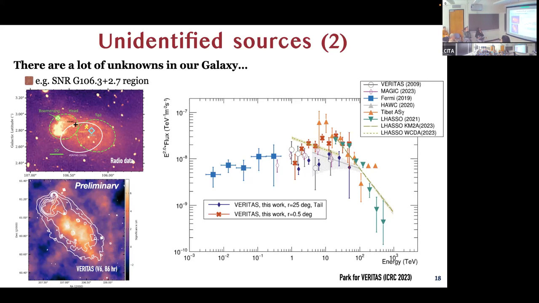And so for VERITAS, it's an extended source. It's clearly extended with an extension of 0.3 degrees, which matches what we see from the other observation. So it's really unclear what we are seeing here. If you read the VERITAS discovery paper, we pointed out that maybe there's molecular cloud interaction happening, but there's not actually a strong molecular cloud in the region.